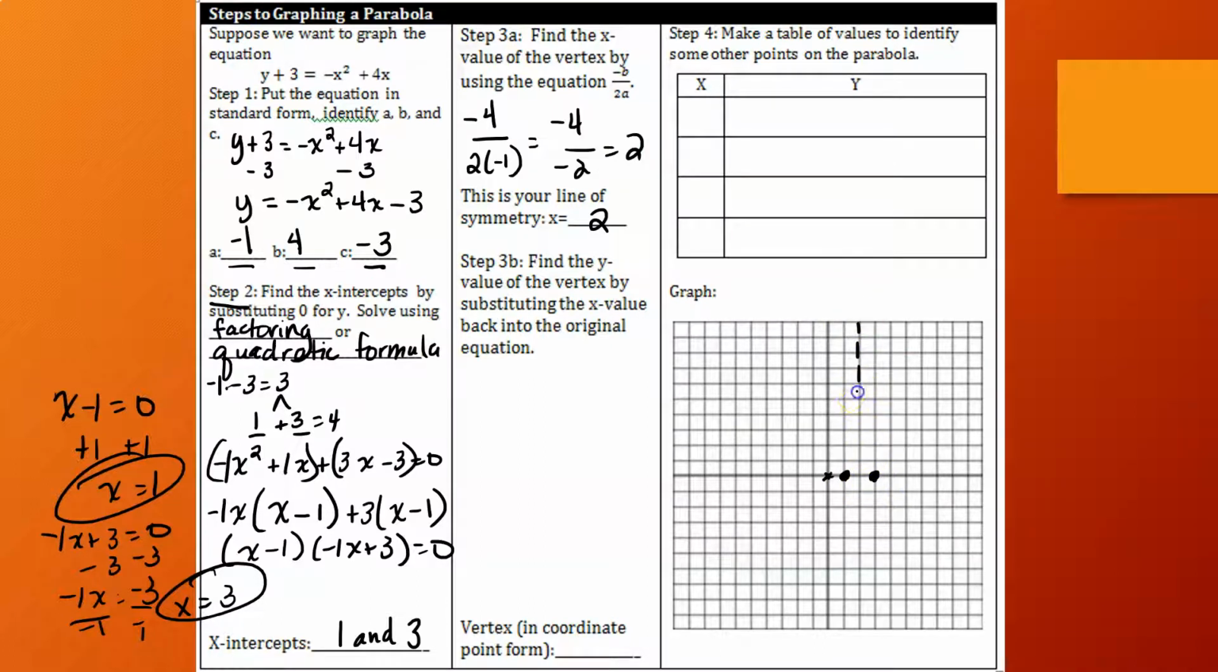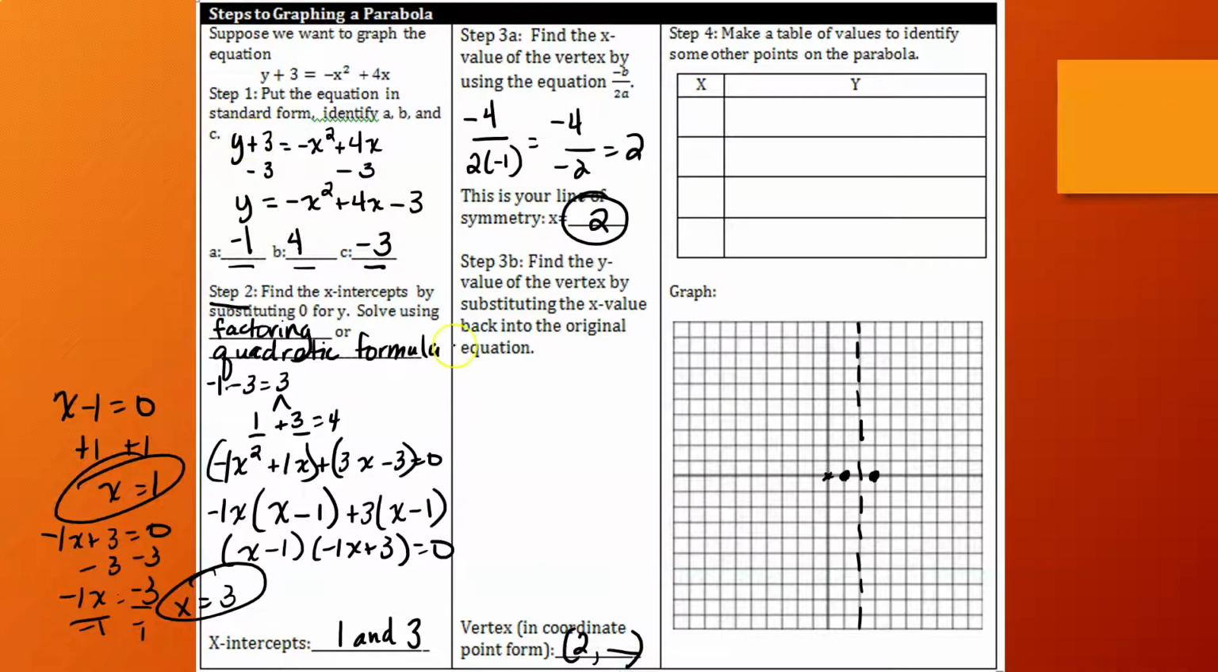So this line right here cuts my parabola in half. My vertex is going to fall somewhere on that line because the vertex is in the middle. I use that number to help me find my vertex. Remember, my vertex is going to be 2 comma something.